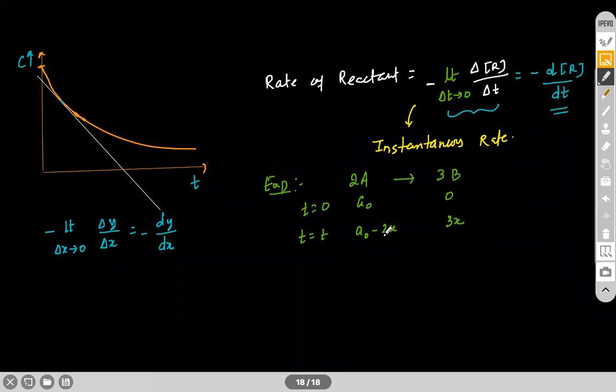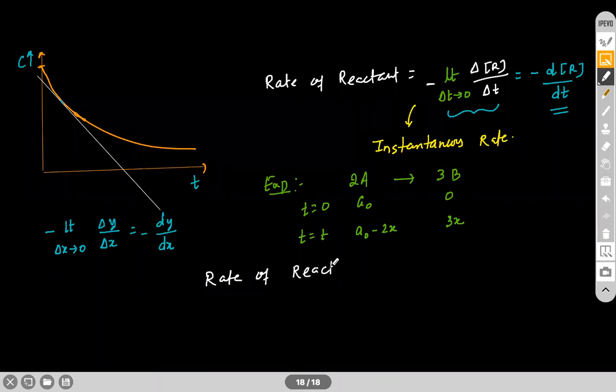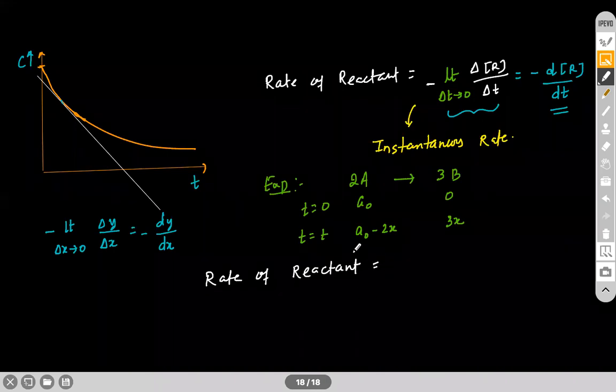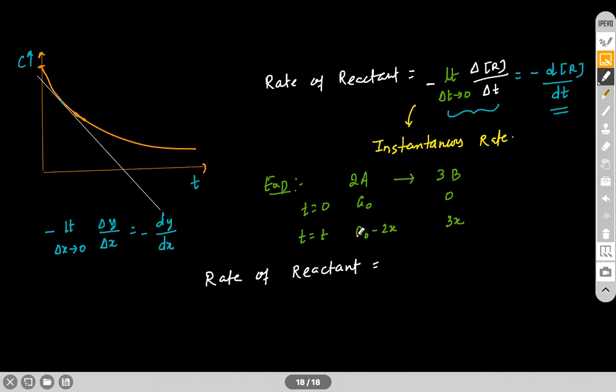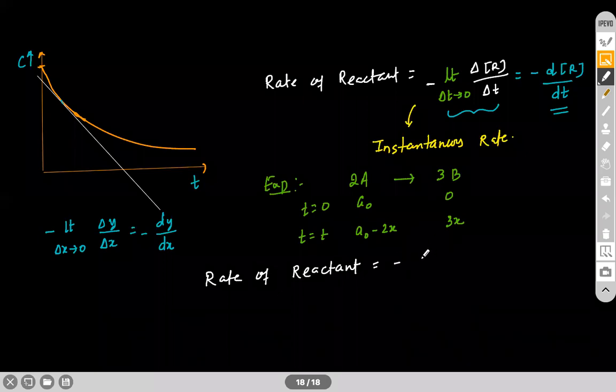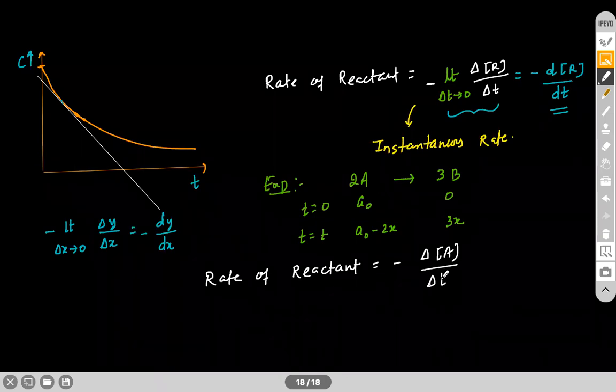Now, what is the rate of reactant A? Rate of reactant, if I ask you, you don't have to think anything here. Just what you have to write down is minus of delta A by delta t. This is the average rate. Instantaneous is what? Minus of d concentration of A by dt. What is the rate of product?